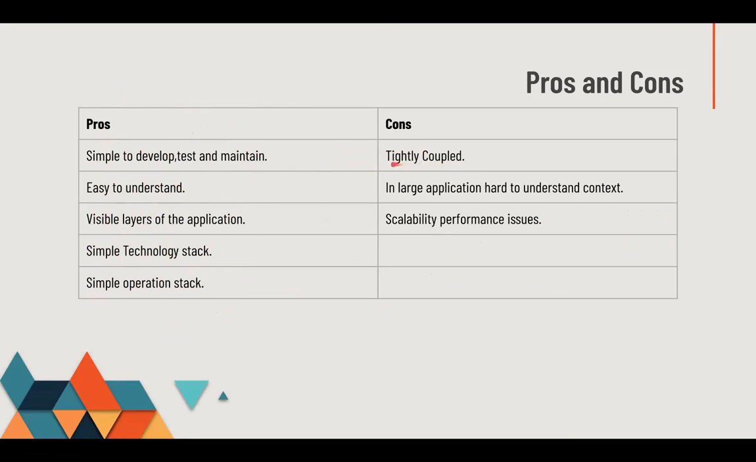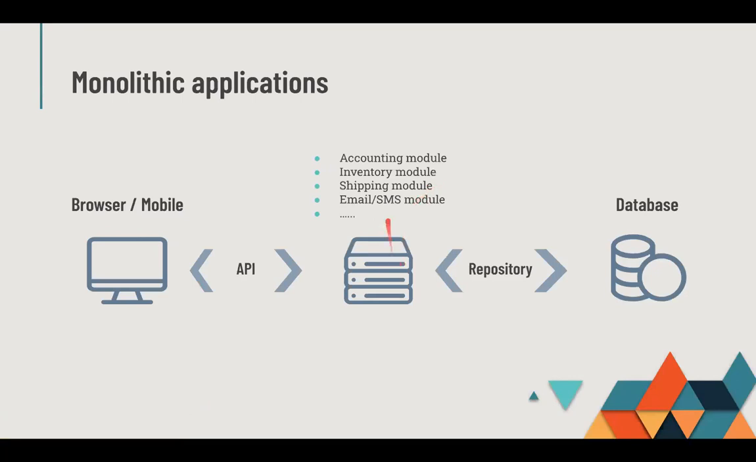Let's talk about the cons in here. The first con is the coupling, the tight coupling. So you guys can see, when these modules are developed, probably we'll be having connections between them. The accounting module wants to do some email sending, so the accounting module will have a coupling or dependency on the email module. The inventory module sometimes will have a direction with the shipping module, and the shipping module may have a connection with the email module.